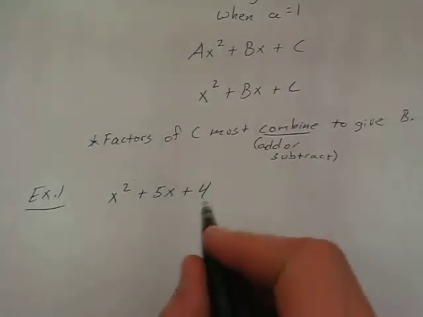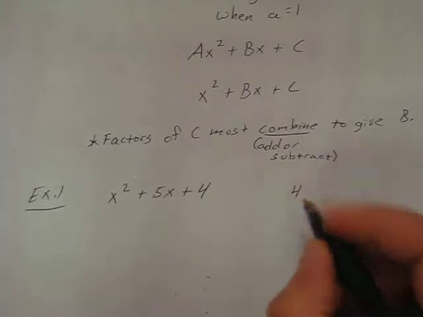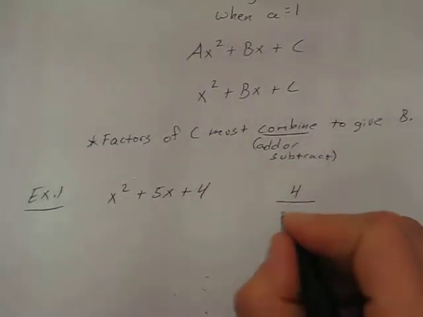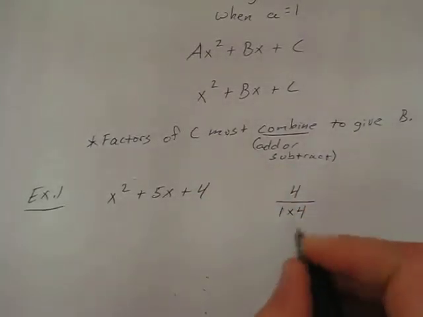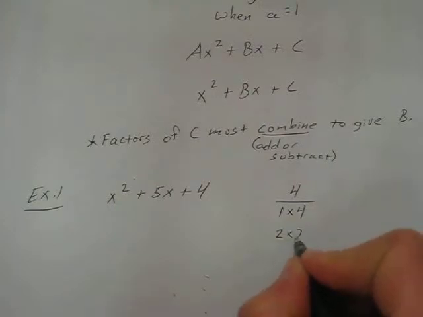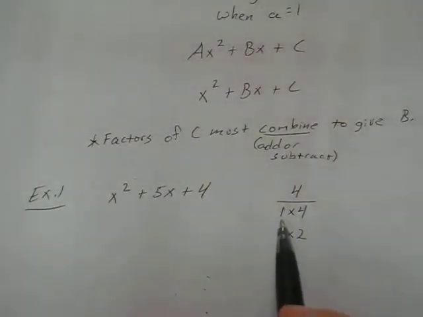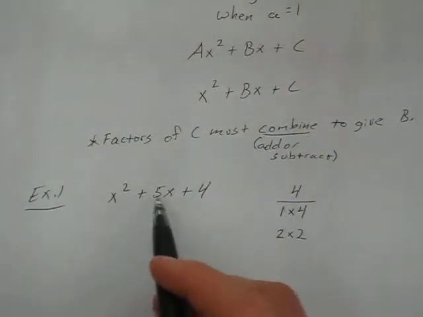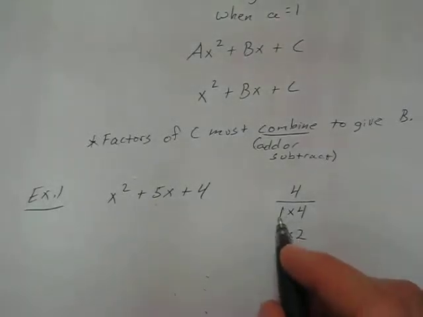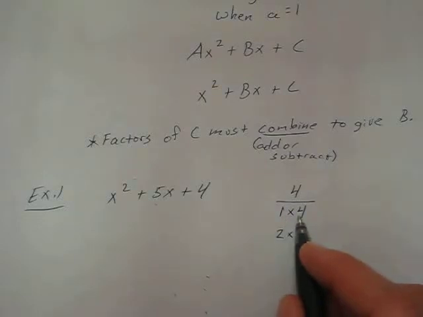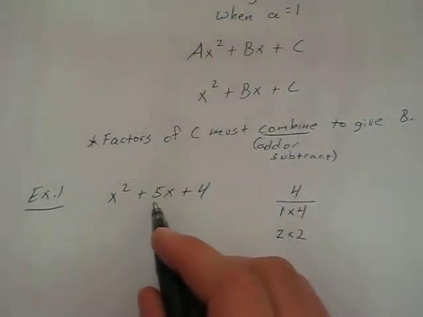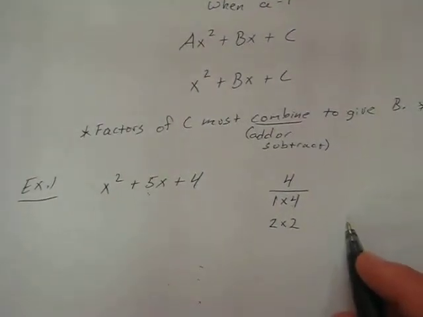We need to find the factors of c. In this case, c is 4. Okay, and you have 1 times 4, and you have 2 times 2. So I have to find my factors of 4 that somehow combine to give me b. Since b is equal to 5, you're thinking, okay, well 1 and 4 can give me 5, and it gives you positive 5, which is what you're looking for.